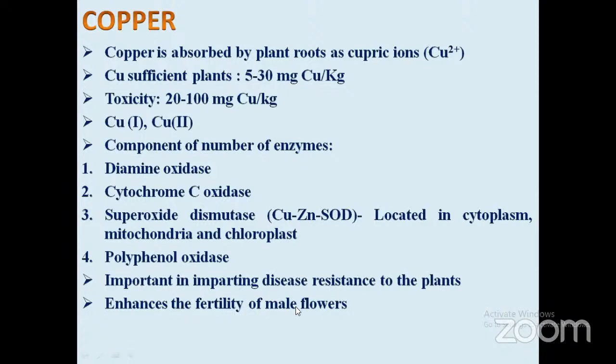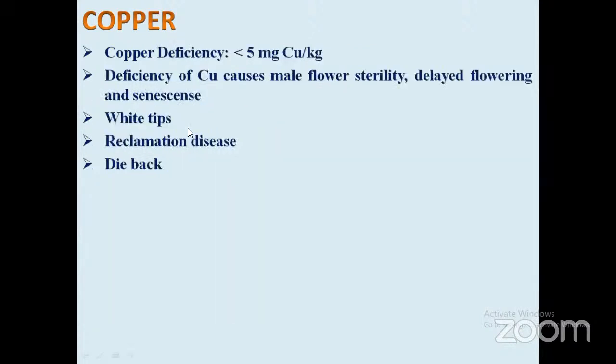This copper enhances the fertility of the male flowers also. Another is if the plant contains less than 5 ppm of copper, then it is deficient. And the deficiency of copper causes male flower sterility, delayed flowering, and senescence. Other symptoms or disorders because of this copper deficiency are white tip, reclamation disease, and diabetes. So this is a very frequent question in exam, that reclamation disease is caused by deficiency of which element. So it is copper.